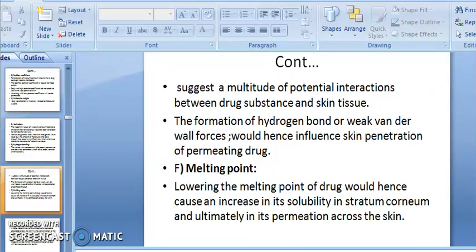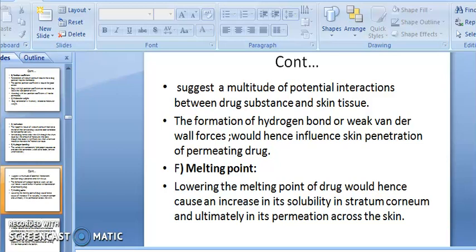suggest the multitude of potential interactions between the drug substances and skin tissue. The formation of hydrogen bonds or weak van der Waals forces would hence influence the skin penetration and permeation of a drug. Because of the formation of hydrogen bonds between your drug and your skin tissue, there are weak van der Waals forces, and because of this, an increase in the penetration of your drug takes place.